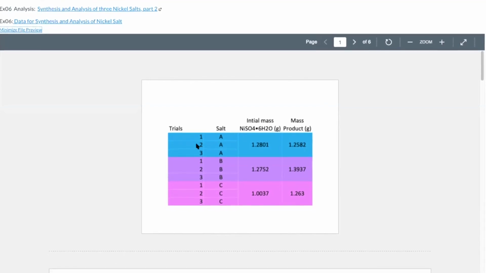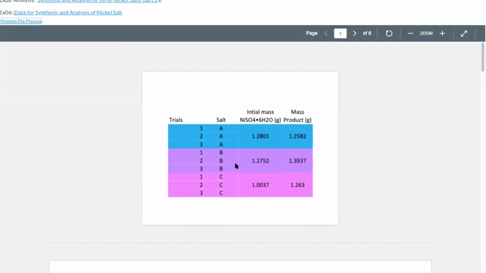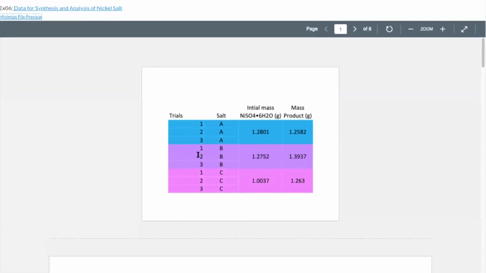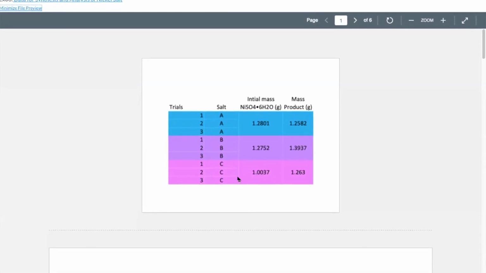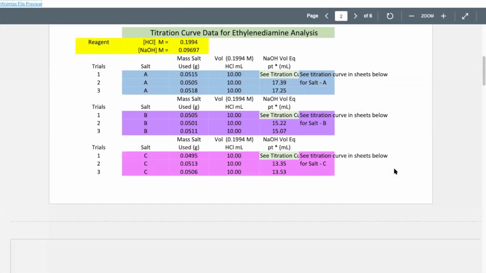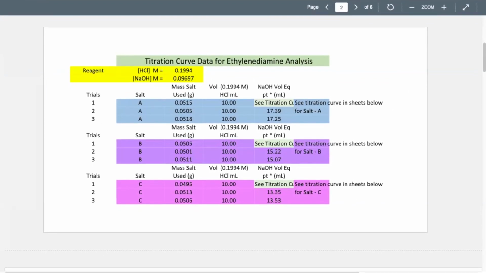We're doing the 3 trials. I guess this is the average. This is trial 1, 2, and 3 for salt B. This is trial 1, 2, and 3 for salt C. Anyway, I will talk to you more about the results after I talk to you about the experiment.